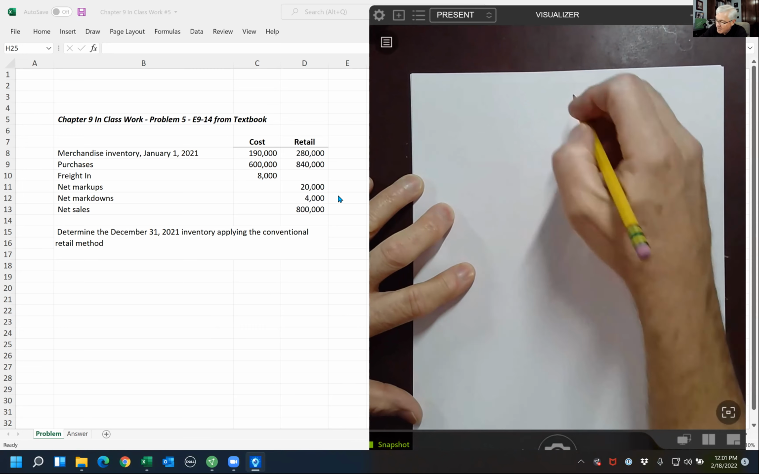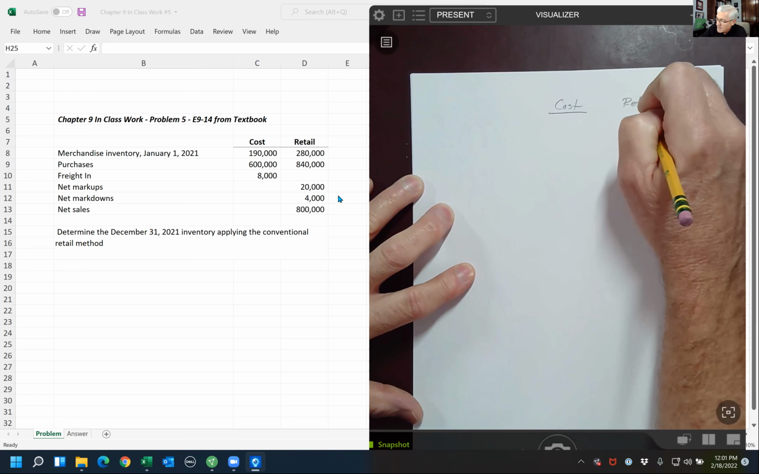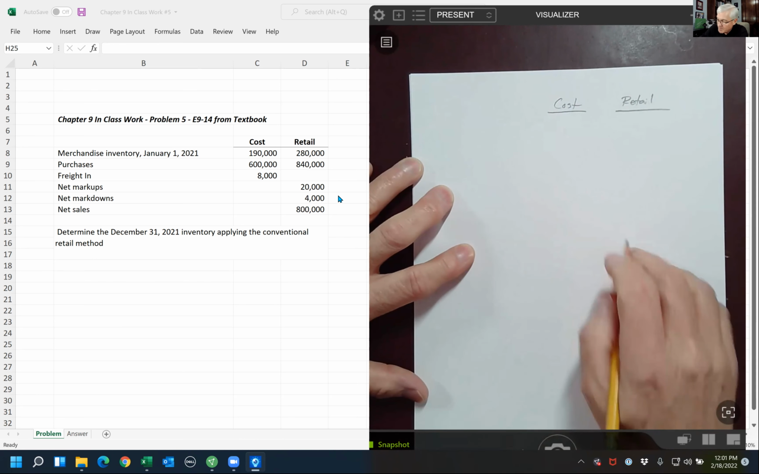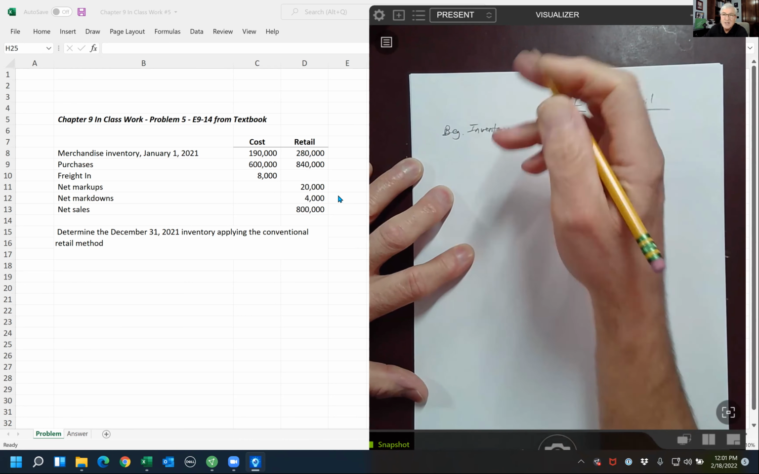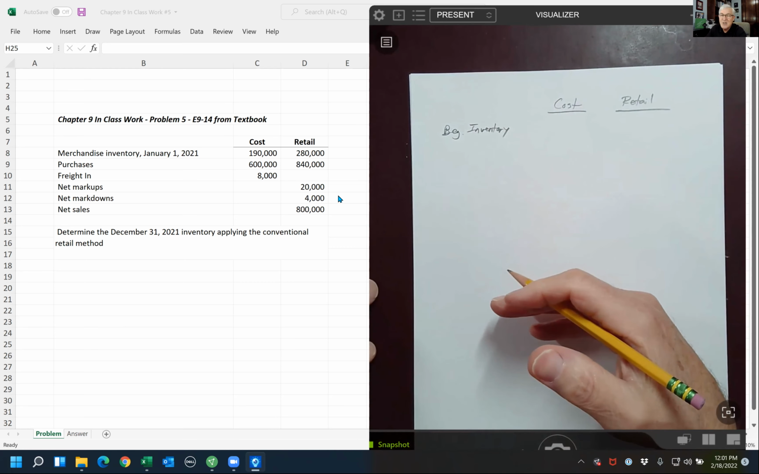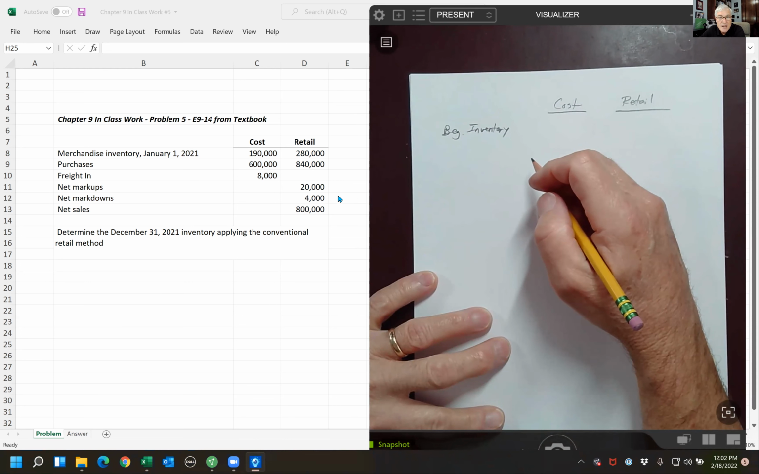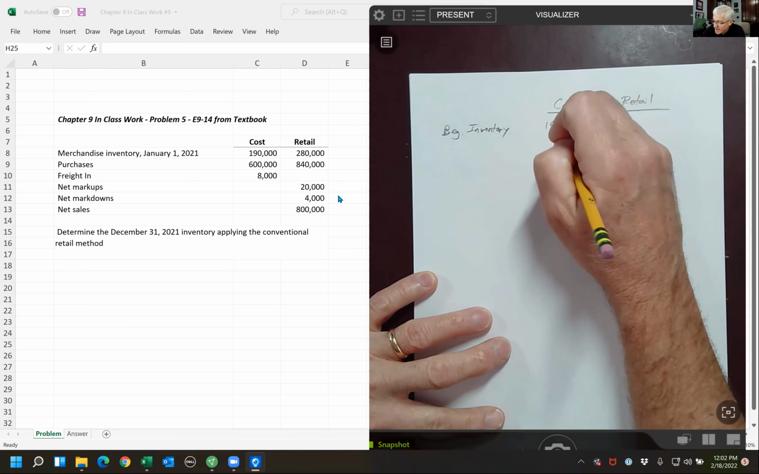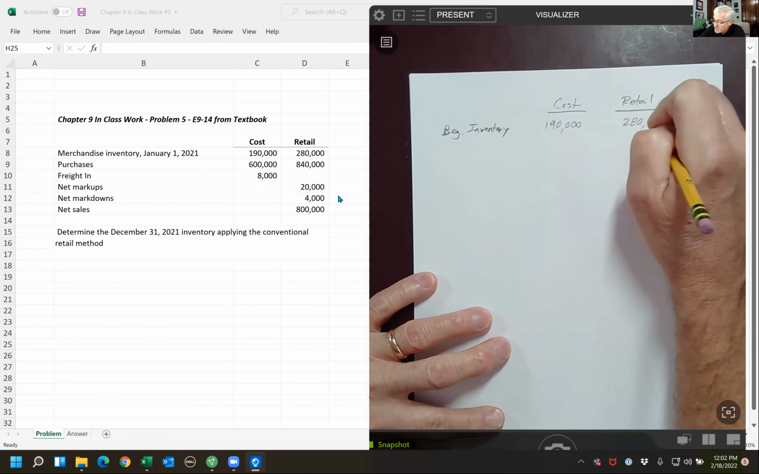So we're going to have a cost column and a retail column. Same kind of formula: beginning inventory. We're going to calculate our available for sale, and then using that, calculate our cost of goods sold, and then our ending inventory at retail. So let's look at what we have here. We know that the cost of this merchandise was 190,000, and at retail prices, it would have been 280,000.